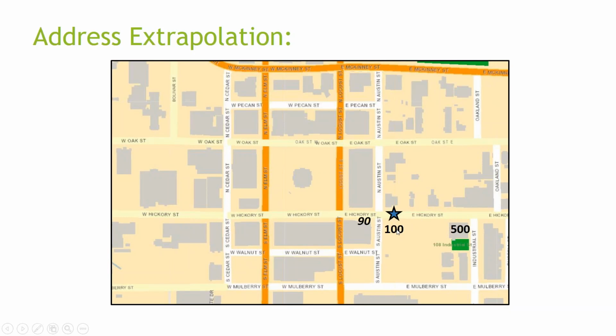So interpolation, according to the Latin, inter means between. So it's going to be between these numbers. Extra means outside of. So it's going to be outside of the range, and it's going to just find the nearest number to that range.